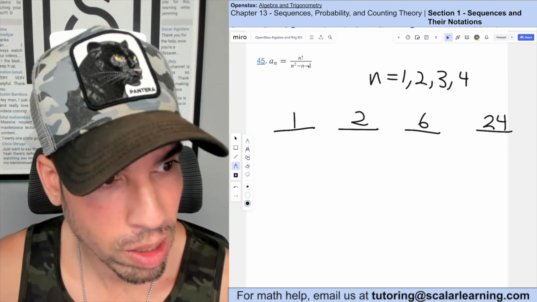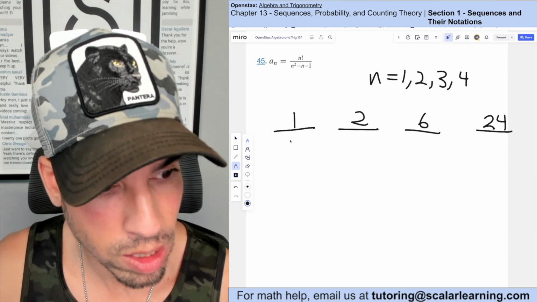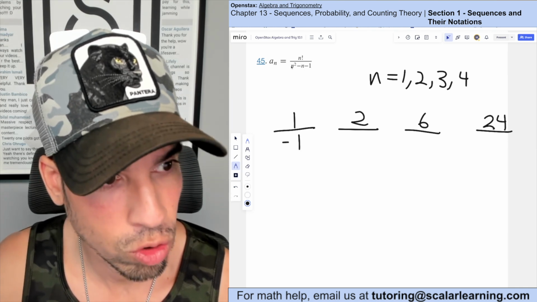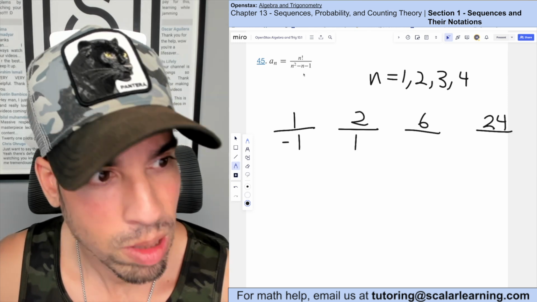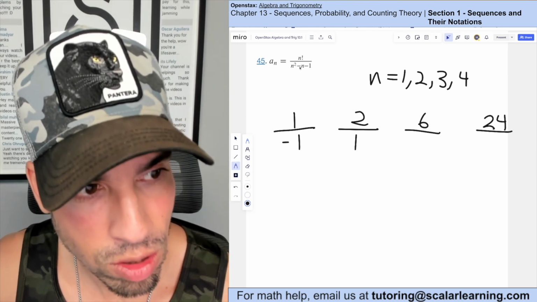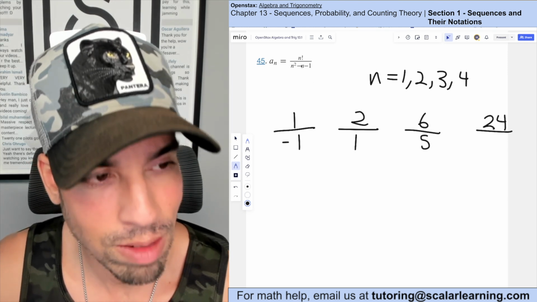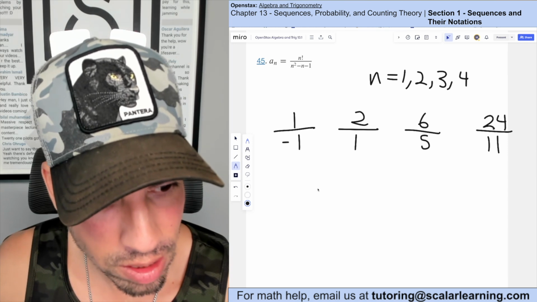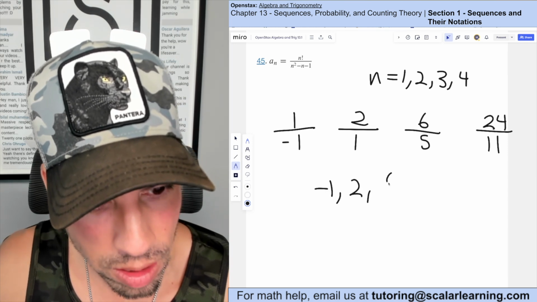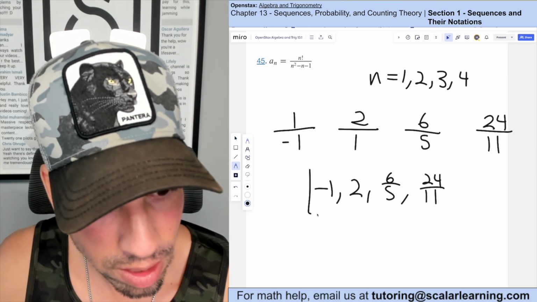All right, now we plug it in on the bottom. Plug in 1. 1 squared is 1 minus 1 is 0 minus 1 is negative 1. Plug in 2. We got 4 minus 2 minus 1, which is 1. Plug in 3. We got 9 minus 3 minus 1, which is 5. And 4 is 16 minus 4, which is 12 minus 1 is 11. Now do some simplification. That's negative 1. That's 2. We'll leave those improper fractions as is, and that's how you do it.